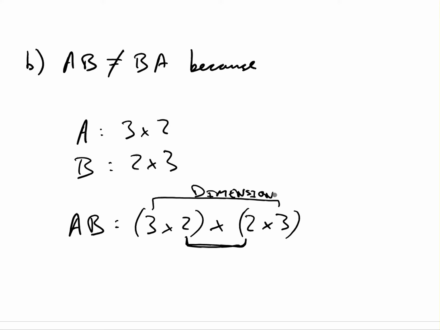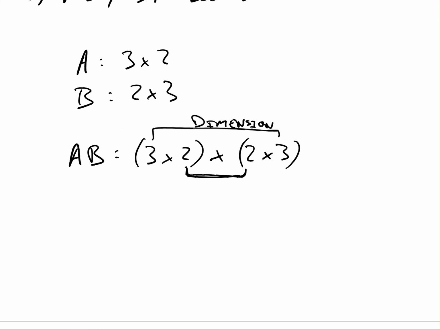So a really quick way of telling whether you're able to multiply matrices is seeing whether these two numbers match. If they do, then you can multiply them, and the outer two will give you the dimension. Let's look at AB. The inner two numbers match, so we can do that, and the outer two numbers give us a 3 by 3 matrix. So AB will be a 3 by 3 matrix.